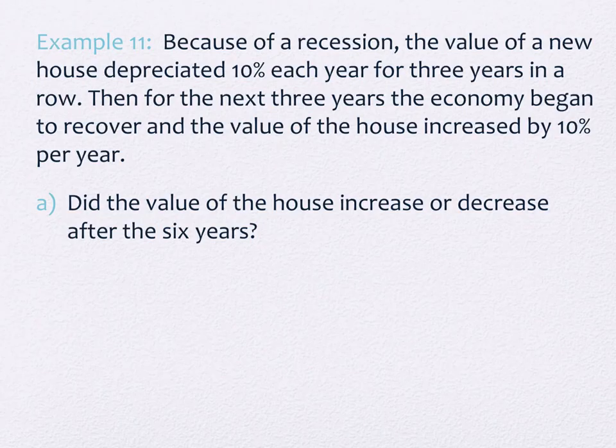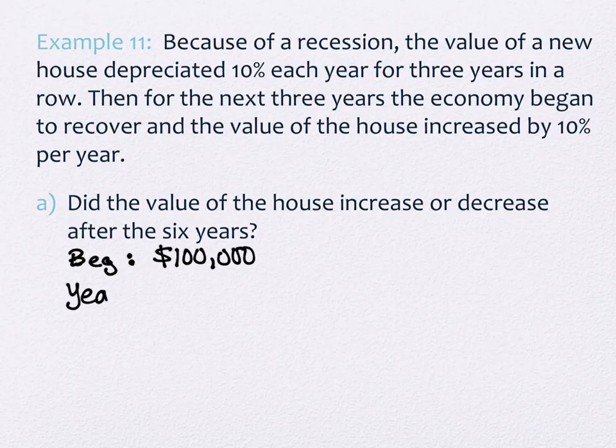So let me show you how we can think about this. So this is our beginning value. Our beginning value is that we have the house and it's $100,000. So after year 1, it tells us that it's going to go down 10% in price. So if it goes down 10% in price, how much of its value is it retaining?